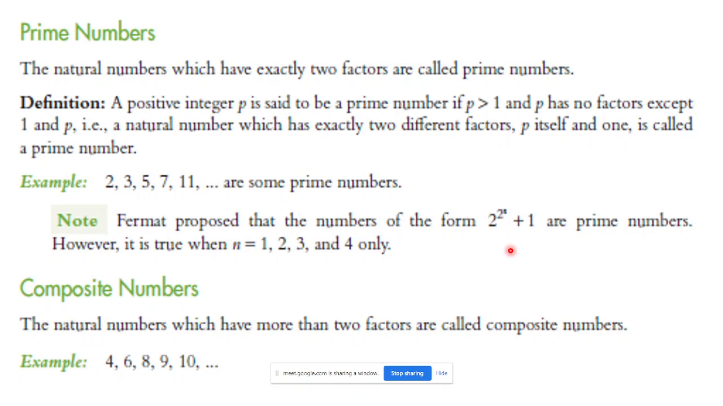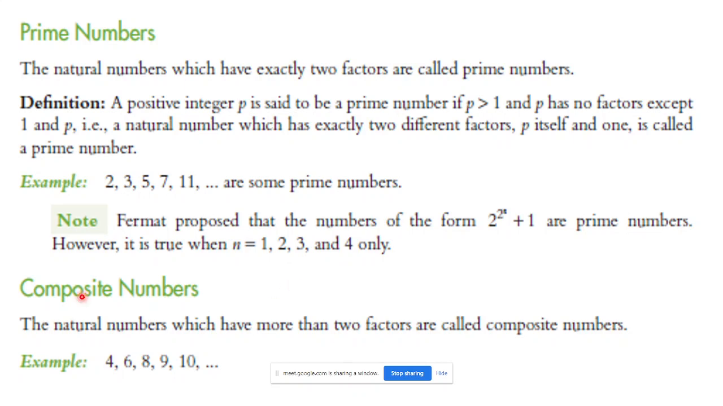What is the prime number formula proposed by Fermat? 2 power 2 power n plus 1. Remember this formula. And this formula is true when n values are 1, 2, 3 and 4 only. Okay, my children, remember this point.